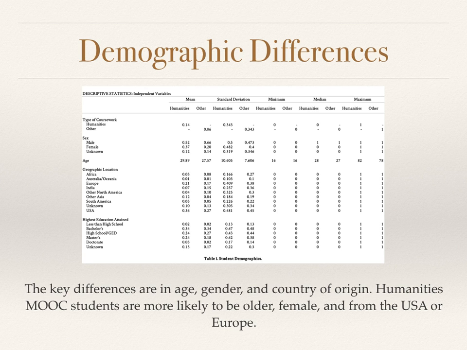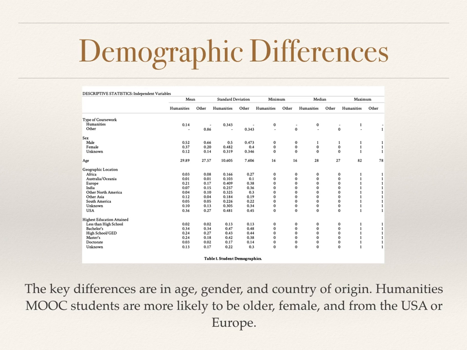So what did this data tell us about the demographics? Well, it told us that the key differences between humanities MOOC students and other types of MOOC students are in their age, their sex, and their country of origin. So for example, the mean age of a humanities student was just under 30 years old, whereas for other types of MOOC students, their mean age was more than 2 years younger.